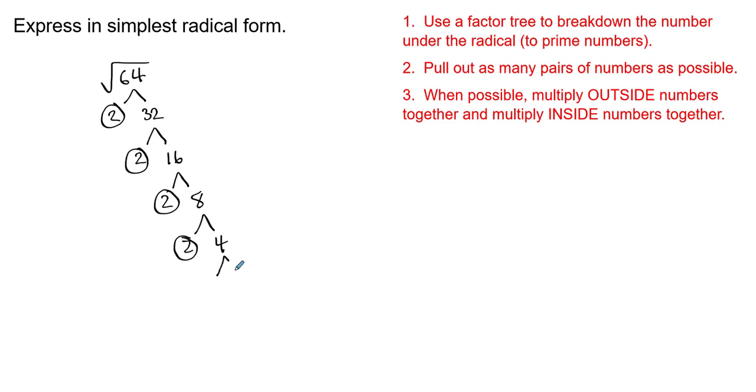Again, always circle your primes. And then 4 is going to break down as 2 and 2. So it looks like we just got a whole lot of 2's. So I'm going to go ahead and draw the square root symbol. And I'm going to put as many 2's as I can here. I've got 1, 2, 3, 4, 5, 6 2's.